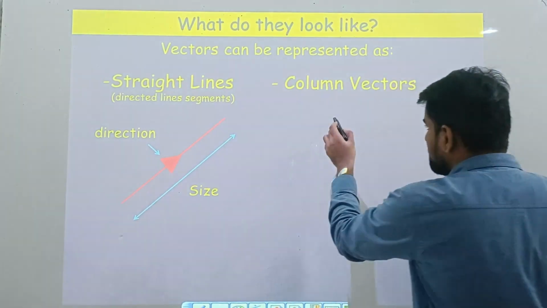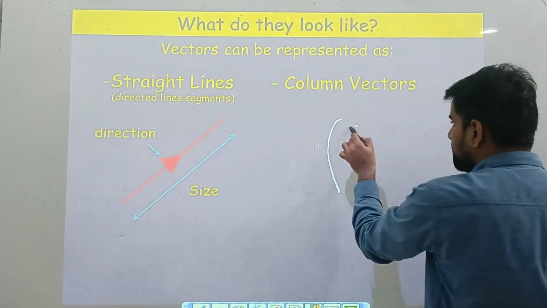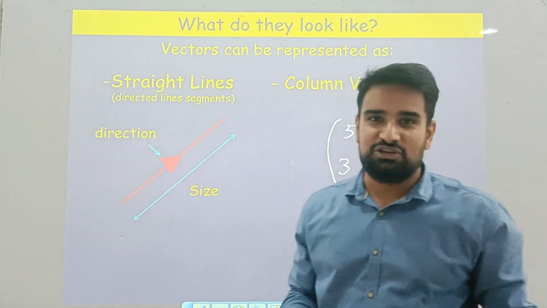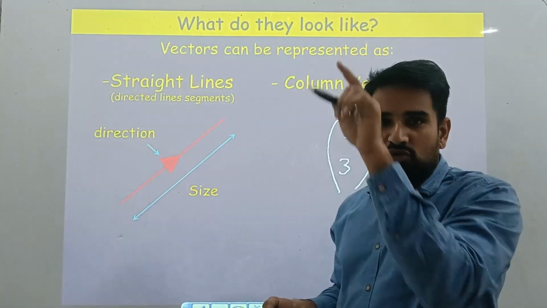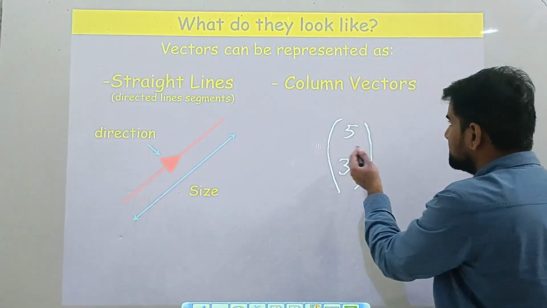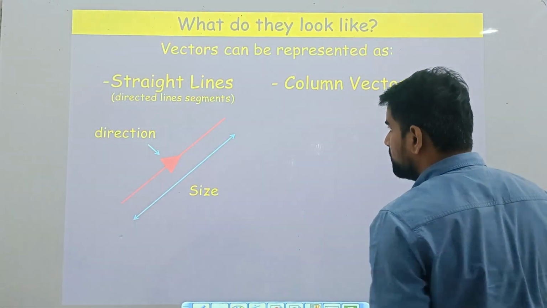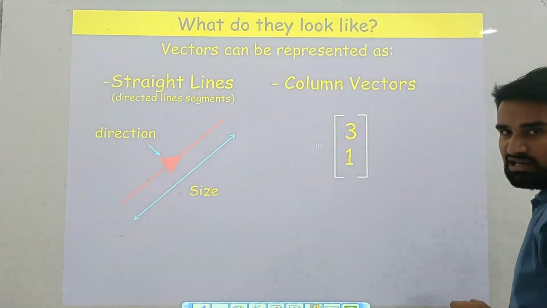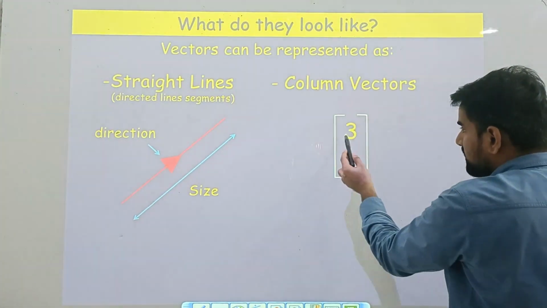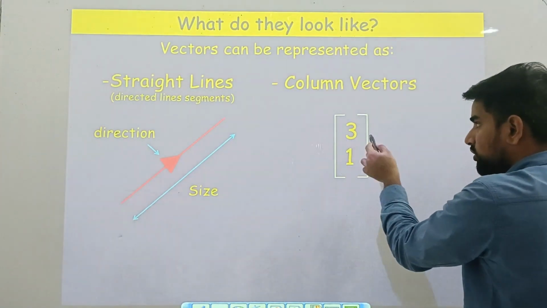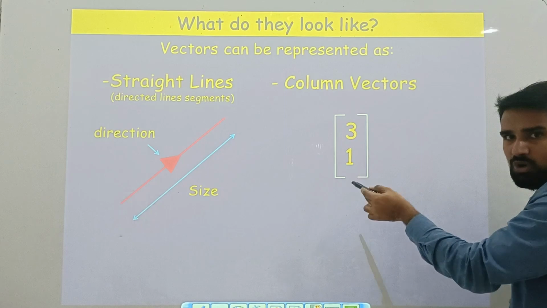We can represent any vector in the format of, like, 5, 3. So this is also a representation of a vector. We need to represent the vector in the column view. So this is a column vector. I hope you understand. You can see that these are big large brackets, and in this vector there are 3 columns horizontal and 1 column vertical.